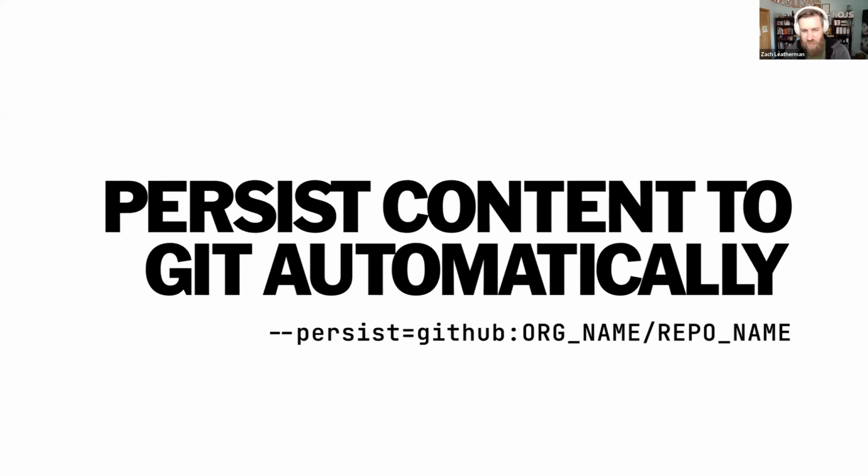There is also an experimental feature of Eleventy Import that allows you to persist your content back to Git automatically. So if you feed it a GitHub organization name and a repo name and provide it a GitHub token, it will check your new content back in to your repository for you. So you don't have to run this locally. You can run it on your build server, and it will put any new content it finds into your repository, which is great.